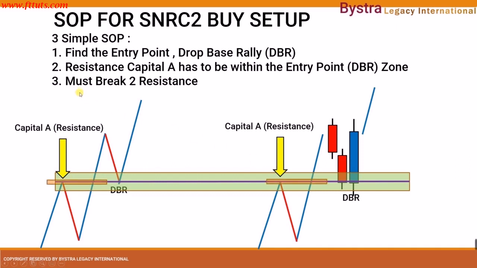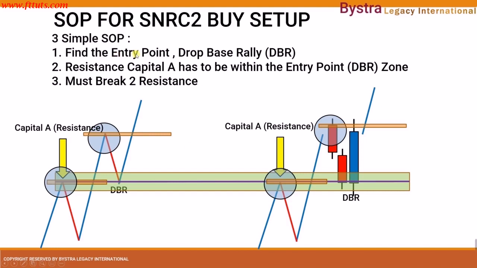Second thing, how do we identify that it must break the 2 resistances? The first resistance we're looking at is the capital A. This capital A here was broken. You can see this line chart here broke the previous capital A, or the previous resistance. The next is this top here. It must break the second resistance. So break the first resistance, break the second resistance. It's the same here. This is how it looks in the candlestick, something very similar. Do you get it, guys? Don't get confused. This is a very simple SOP.